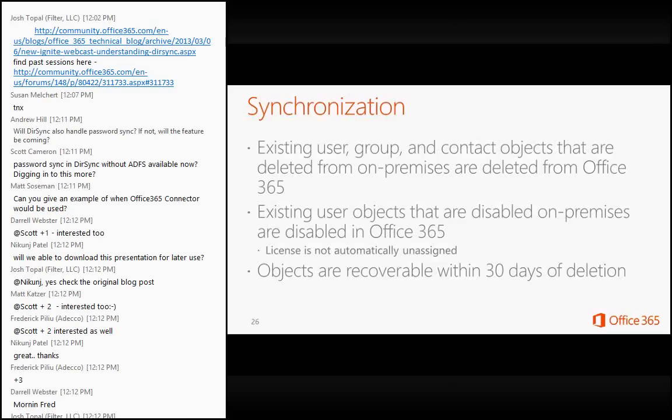But we do have a recoverable time of 30 days. So if, let's say you have been doing that filtering and scoping, and somebody has unticked an OU, and therefore the deletion has started in Office 365, then you can recover that item within 30 days. But of course, if the 30 days have passed, then the item will no longer be recoverable.